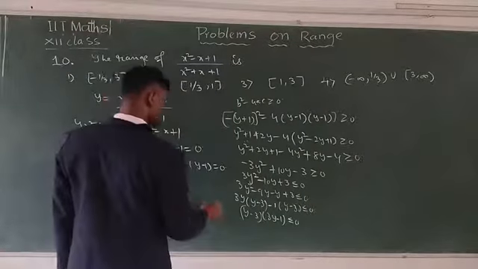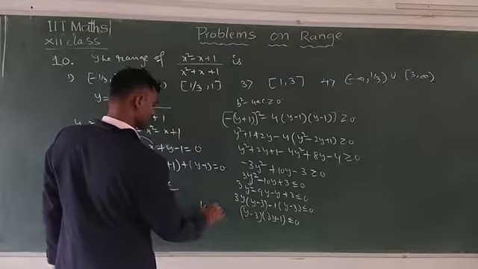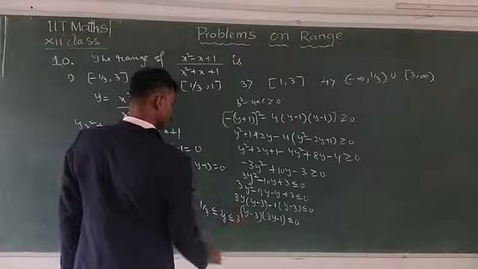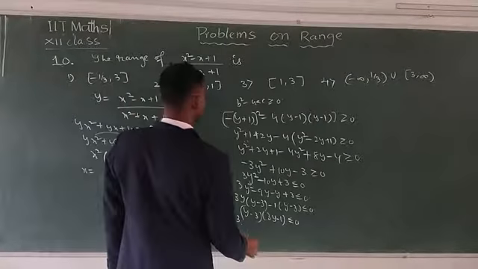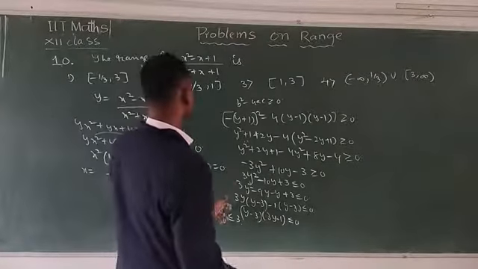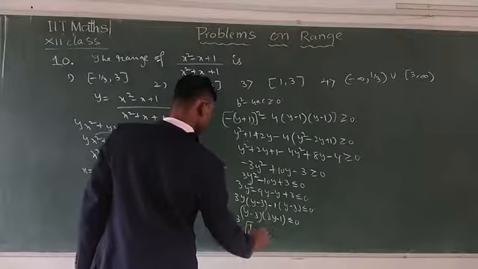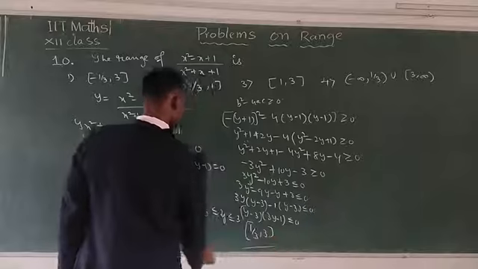Now this is written as 1 by 3 is less than or equal to y, which is less than or equal to 3. That means the domain of y is equal to the range of this function, so the closed interval 1 by 3 comma 3, this is the range.